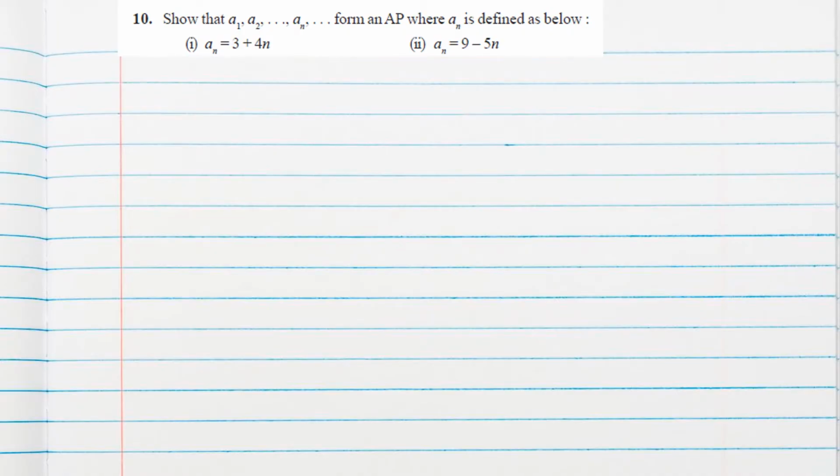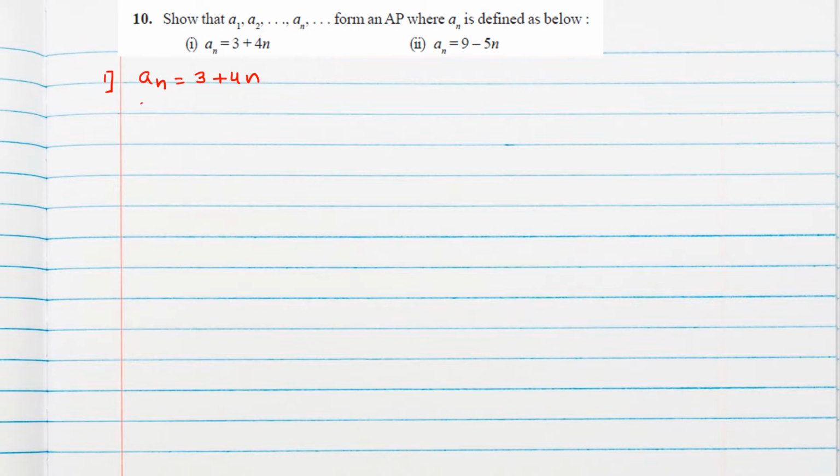Question 10 is show that A1, A2, AN form an AP where AN is defined as below. Nth term is defined. For the first question, nth term is 3 plus 4n. So first what we will do, we'll find the terms of this AP. Then we will check the common difference, because for a list of numbers to be an AP, the common difference should be fixed. So first we'll find all the terms.